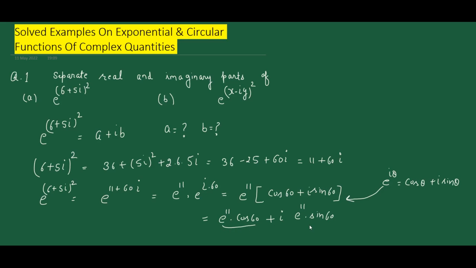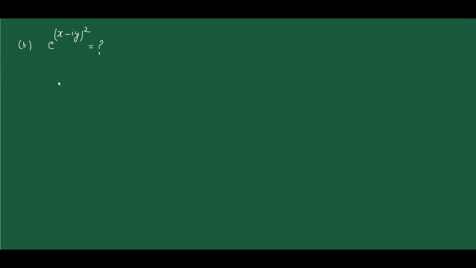Now this is the real part and this is the imaginary part. So you can express this quantity as a plus iota b, where a is the real part, e raised to power 11 cos 60, and b is e raised to power 11 sine 60. So this completes the solution of the first part. Now we move to part B of the question.